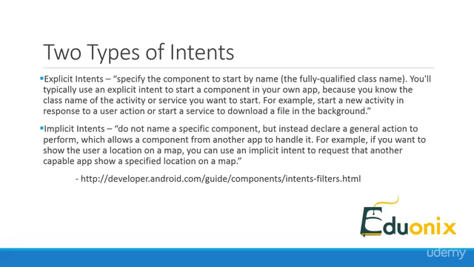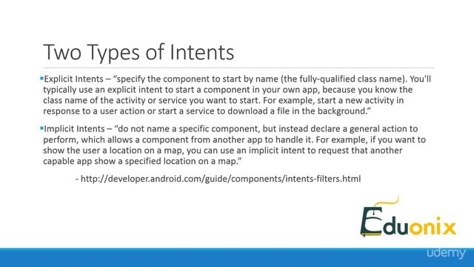Explicit intents specify the component to start by name, the fully qualified class name that is. You'll typically use an explicit intent to start a component in your app because you know the class name of the activity or service you want to start. For example, start a new activity in response to user action, or start a service to download a file in the background.